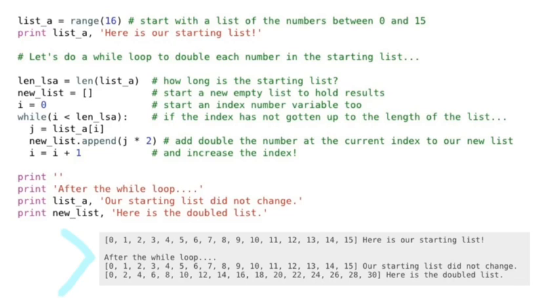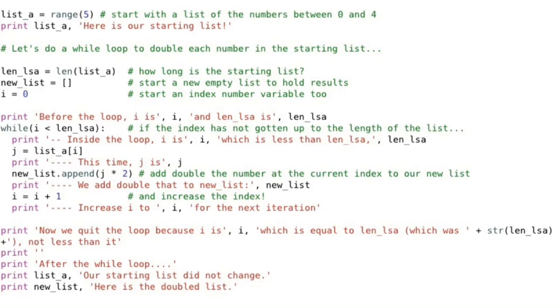At the end of every trip through the list, you have to say, set the index number to itself plus 1 to update it. But before you do that, you use the index number to find the value at that position in the original list and assign it to the variable j. Then you append to the new list that you're building up. In this case, we're doubling it, so you append j times 2. And that will make a new list with all of the values in the first list doubled.